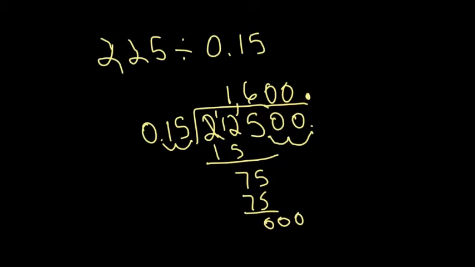You'll also notice when you're dividing by a decimal, your number can actually get larger because you're dividing by something less than 1. So 225 divided by 15 hundredths is 1,500.